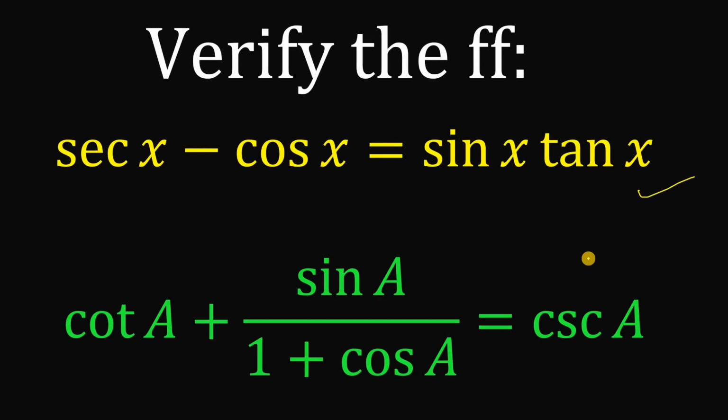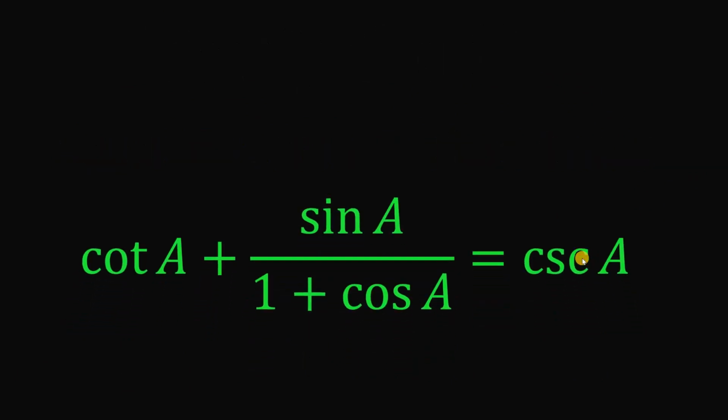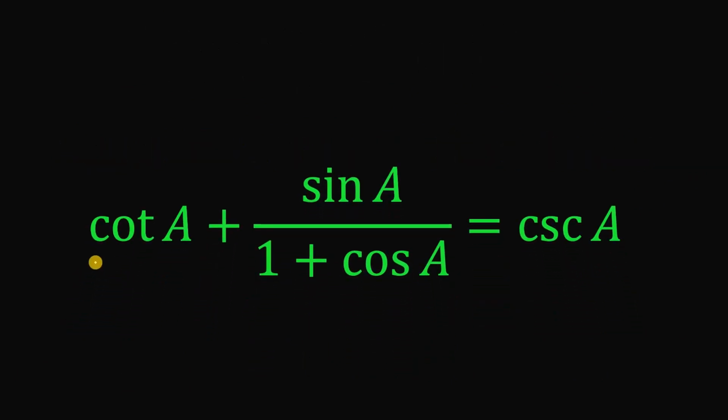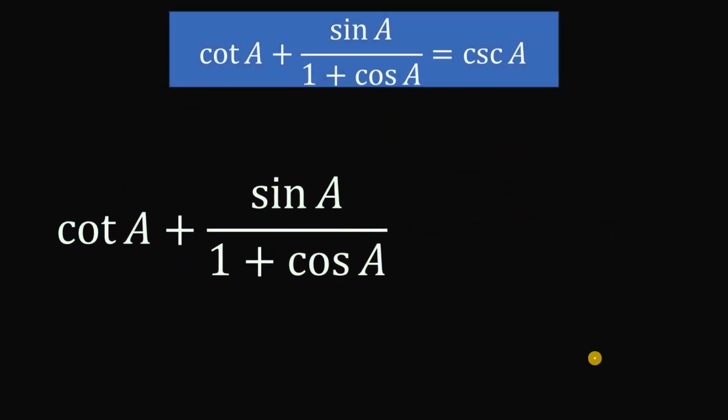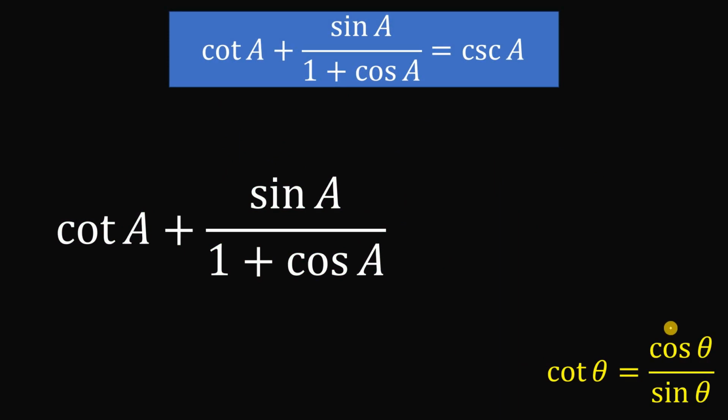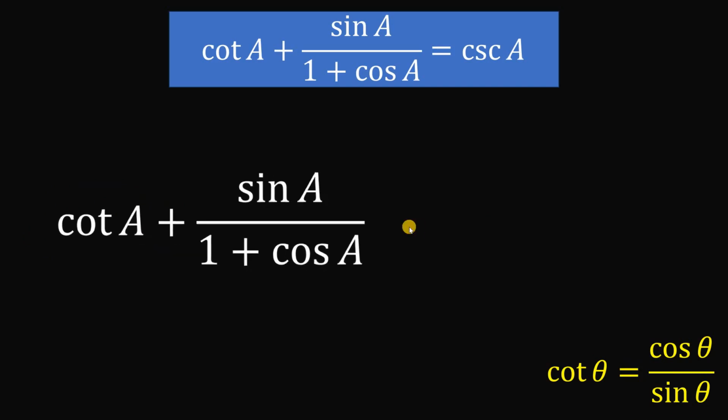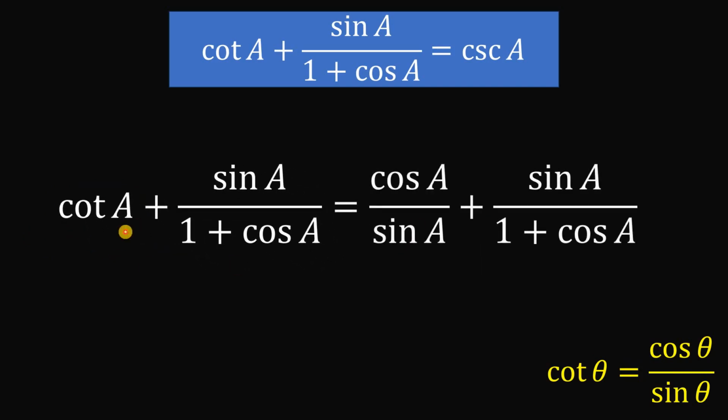Alright, so how about this second identity? So let's start. Again, we need to replace all other trigonometric functions in terms of sine and cosine. So cotangent A, using this identity, cotangent theta equals cosine theta over sine theta. Therefore, we can replace this cotangent A with cosine of A over sine of A. So this cotangent A becomes cosine A over sine of A.